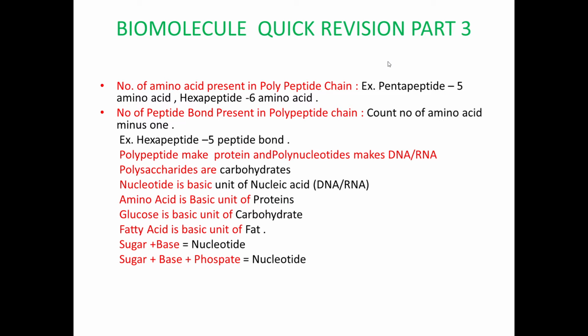But how can you find out the number of peptide bonds present in a polypeptide chain? You count the number of amino acids minus 1. Suppose it is a hexapeptide, then the number of amino acids is 6. 6 minus 1, that is 5 peptide bonds. In the same way, for a heptapeptide, the total number of amino acids is 7, so the number of peptide bonds is 6. In this way questions may be asked.